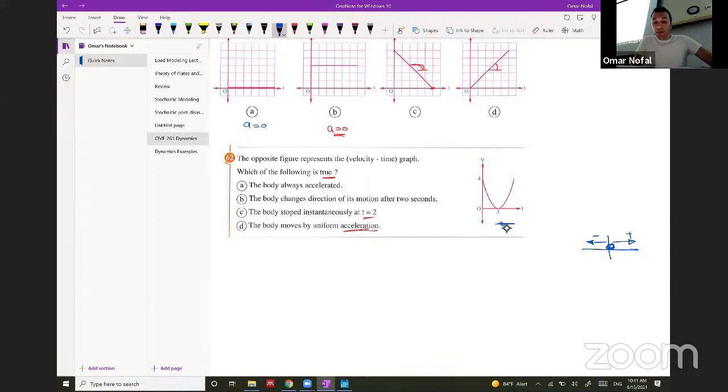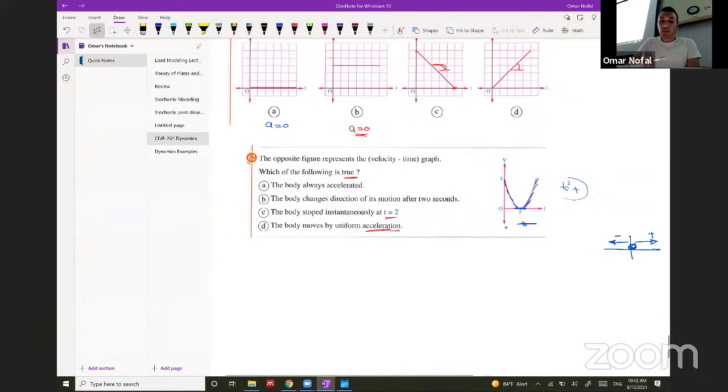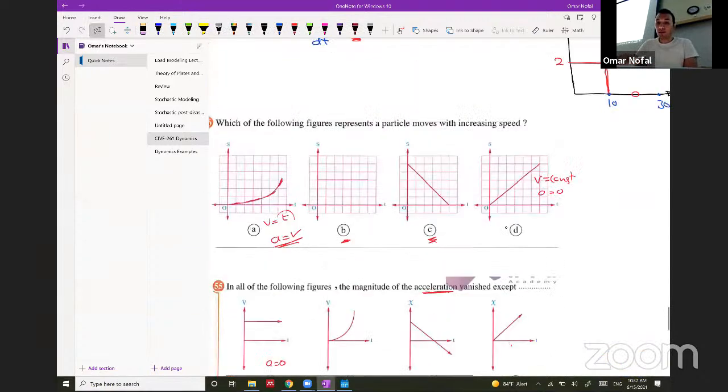And the fourth one, the body moves by uniform acceleration. It's not, because we don't know the function of this curve, if it's t squared or whatever the function is. So we don't know if it's constant or not, and it is not uniform because it decelerates and then accelerates. But what we know is the body stopped instantly at 2 because the slope here is 0. The velocity keeps decreasing until it gets to 0, and then increases in magnitude. So this is the solution for the four questions from yesterday's exercise.